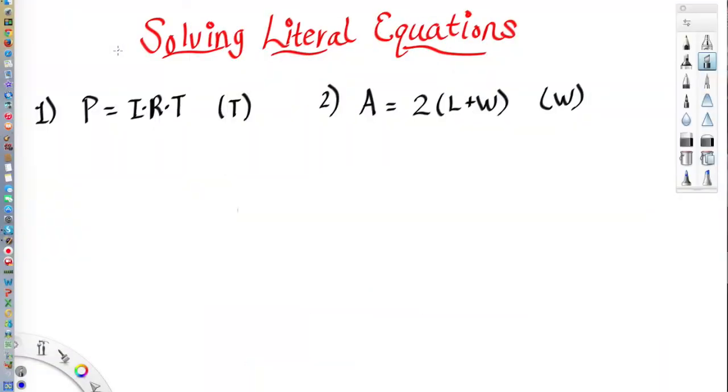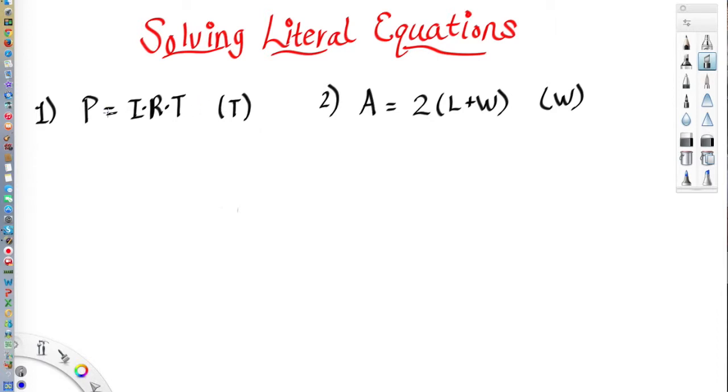Solving literal equations. Well, the first step of solving literal equations is just like solving any other equation. It's isolating the variable. The only thing that's a little different about literal equations is you're going to solve for the variable in terms of the other variables. But let's begin. You'll see.